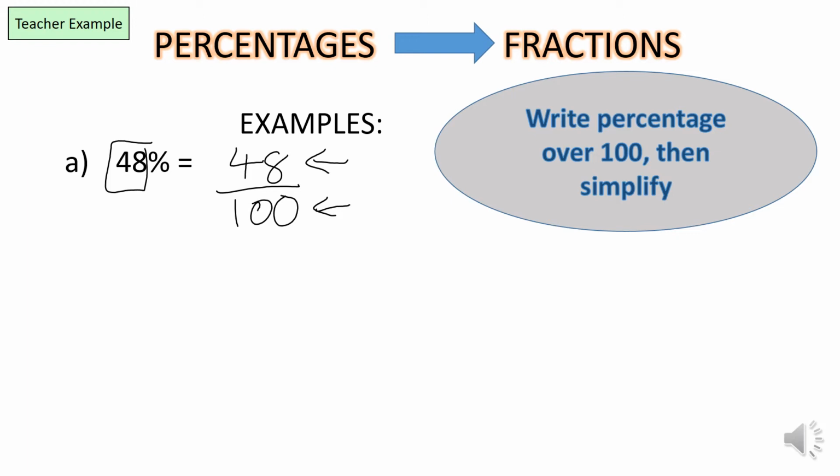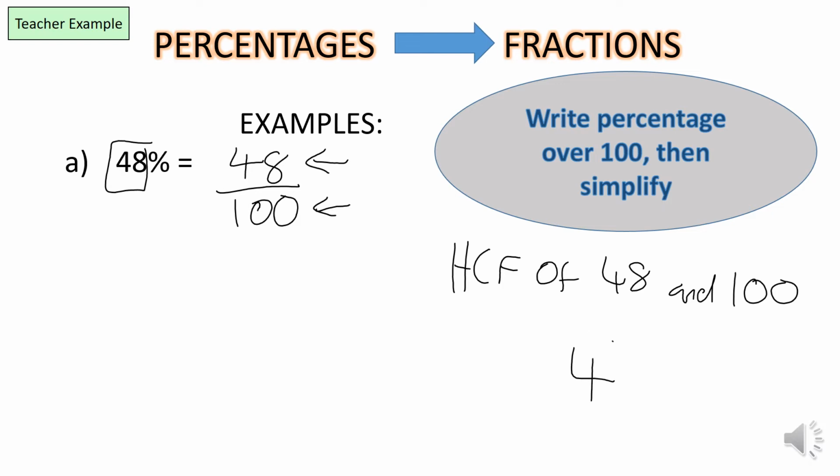We haven't fully finished this question yet because we need to simplify this fraction. So what we do is we find the HCF of 48 and 100. The highest common factor of 48 and 100 is 4. So I'm going to divide top and bottom by 4, and we get 12 over 25. We cannot simplify that any further. That is your final answer.